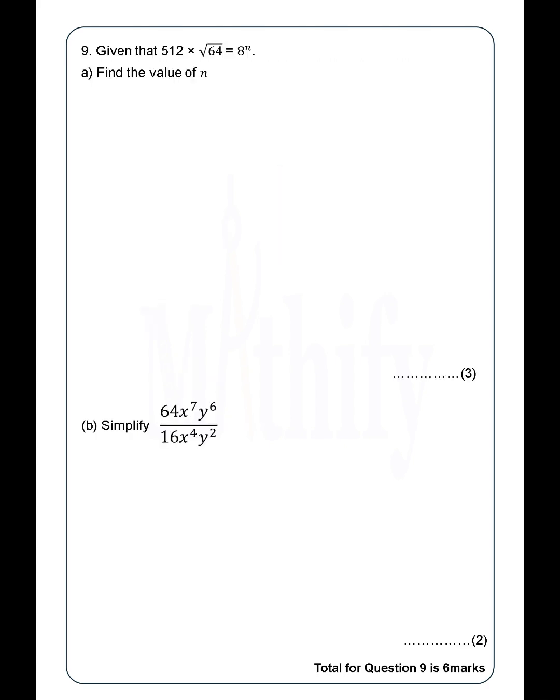Question 9. Given that 512 times square root 64 is equal to 8 to the power of n. Part A, find the value of n. 3 marks. This topic is laws of indices.